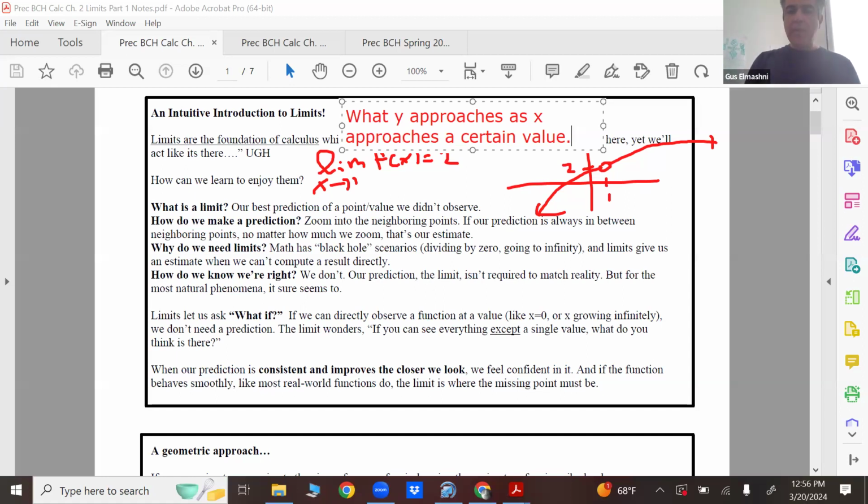And why do we need it? Because there are a lot of black hole scenarios, like dividing by 0 or things going to infinity. There's just a lot of wackiness with expressions where we don't know what is going on when x goes to a certain number. So that's why we have limits.